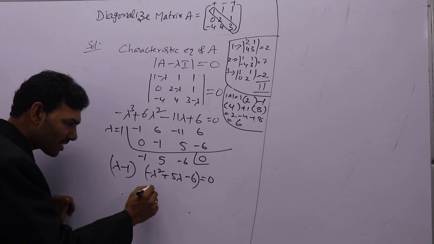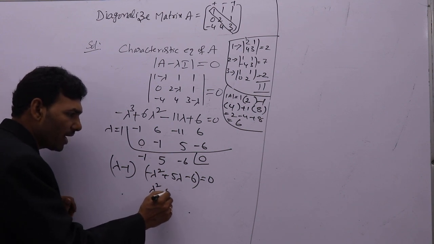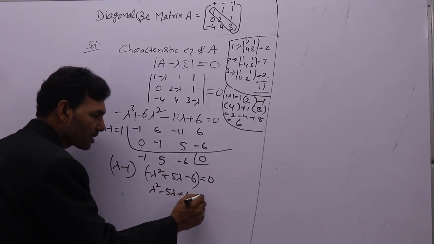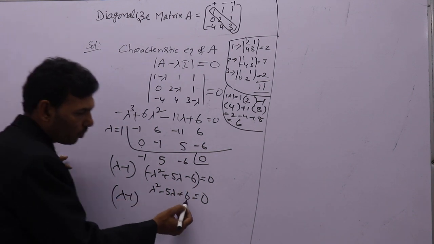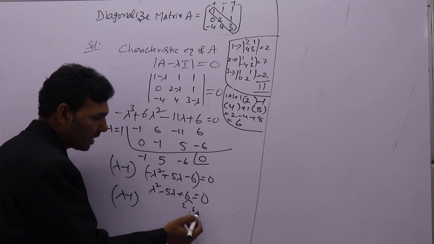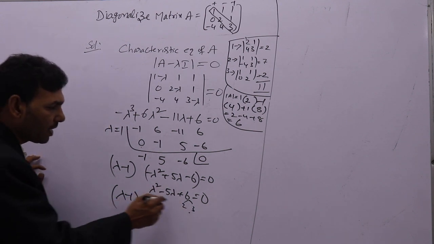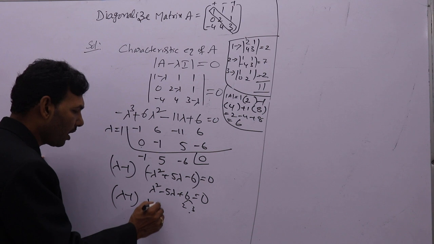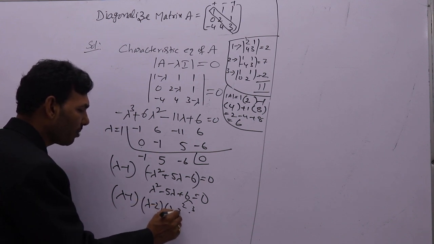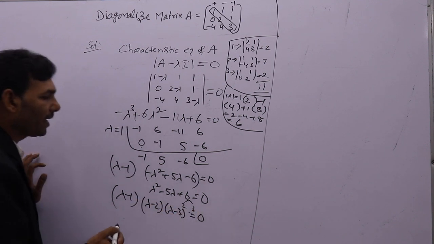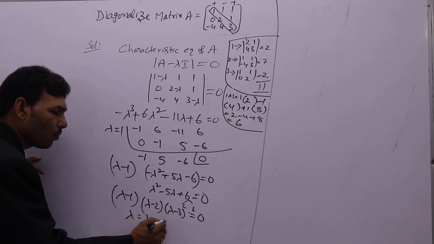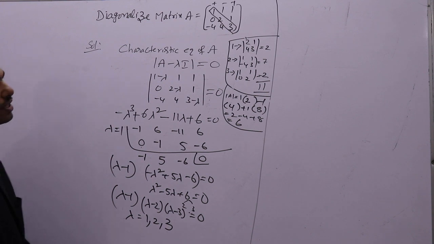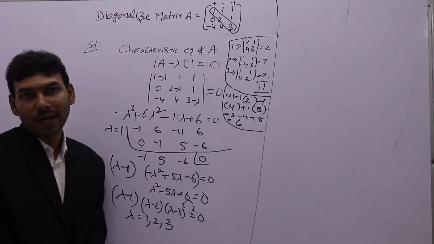If you take minus common here, lambda square minus 5 lambda plus 6 equal to 0, which can be written like this. So 6 can be written as 2 threes are 6, and 2 plus 3 is 5. That's why the factors for this equation are lambda minus 2 and lambda minus 3. So finally, we can decide the eigenvalues. Eigenvalues are 1, 2, 3.